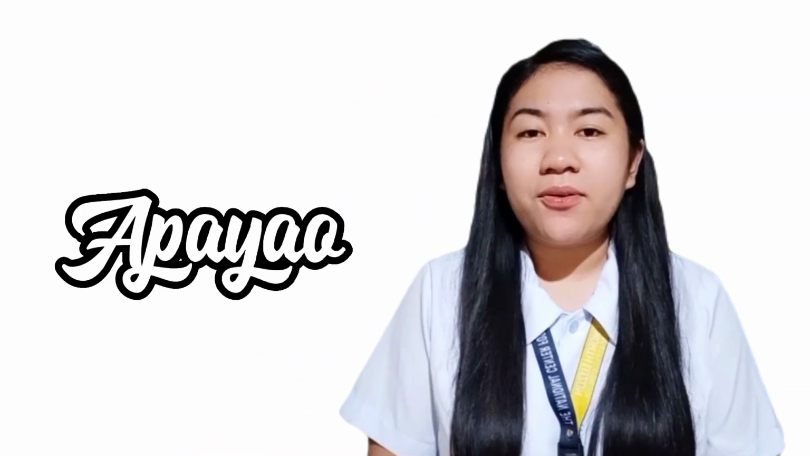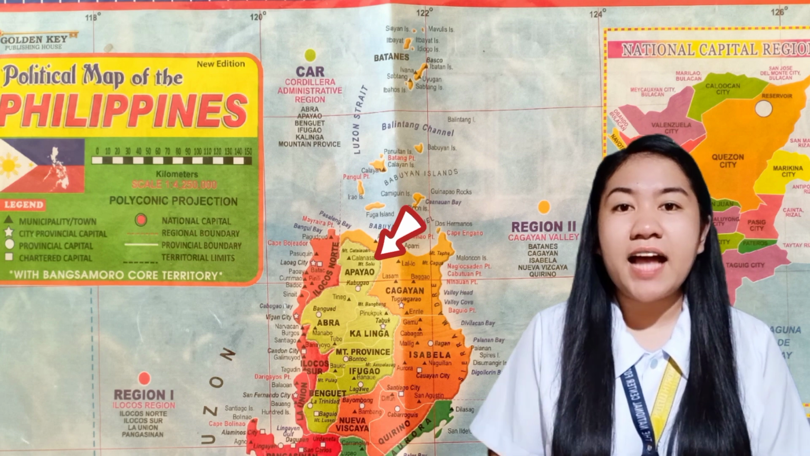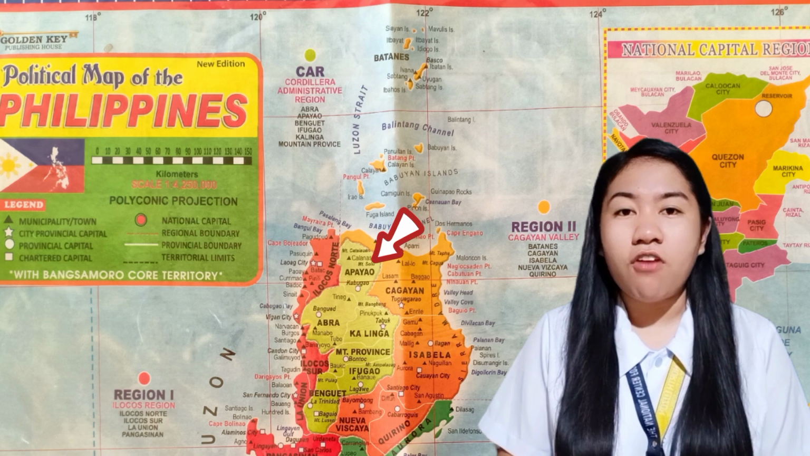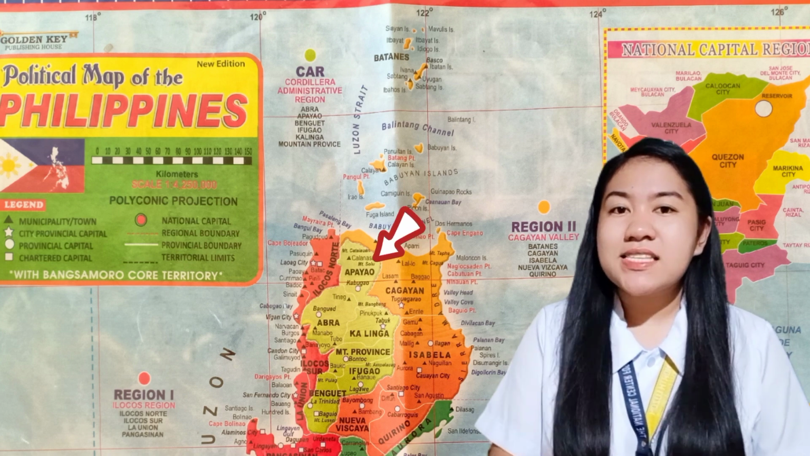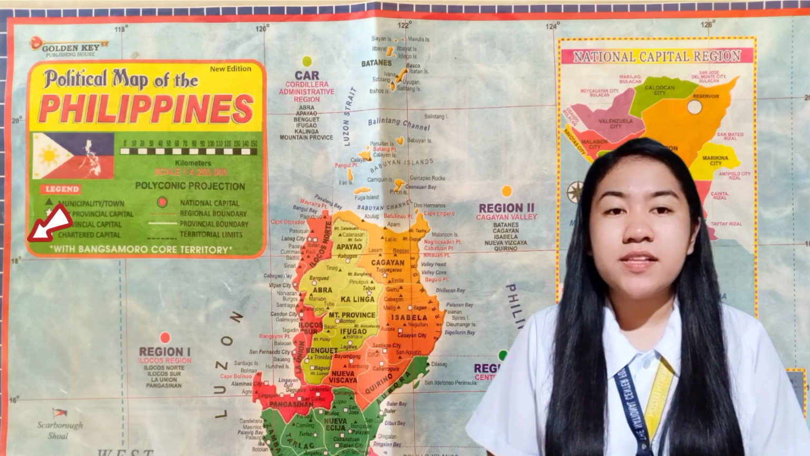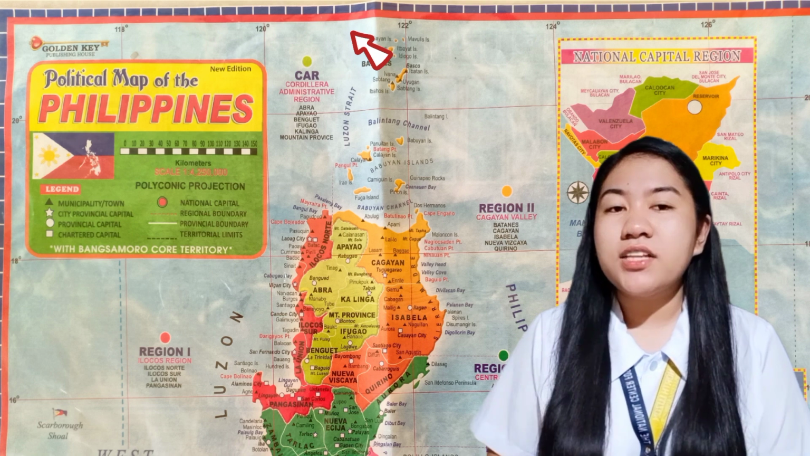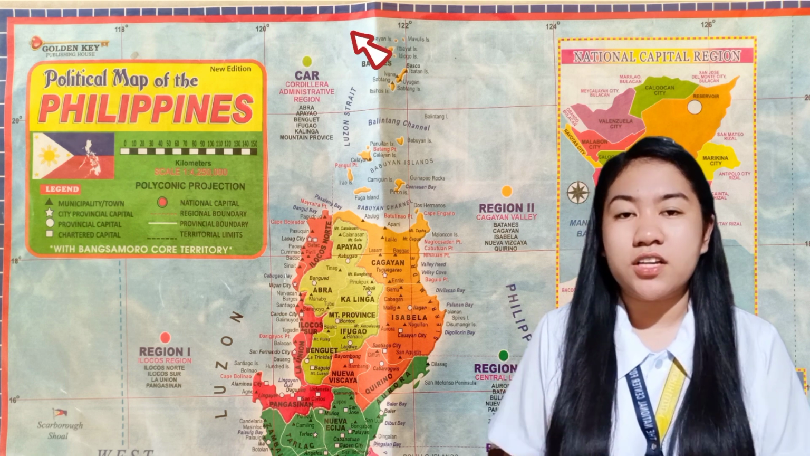Next is Apayao. Apayao is a province in the Philippines situated in the Cordillera Administrative Region, occupying the northern central section of Luzon. The capital is the municipality of Cabugao. Its absolute location is 18.0120 degrees north, which is the latitude, and 121.1710 degrees east, which is the longitude.